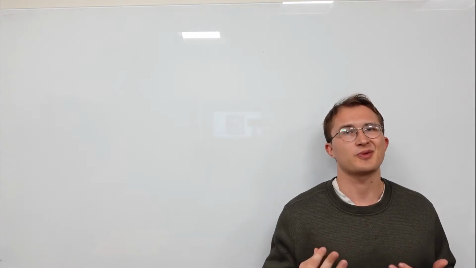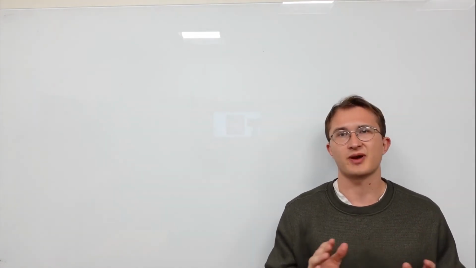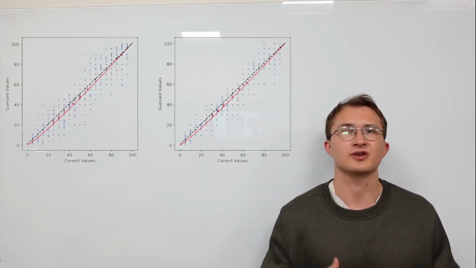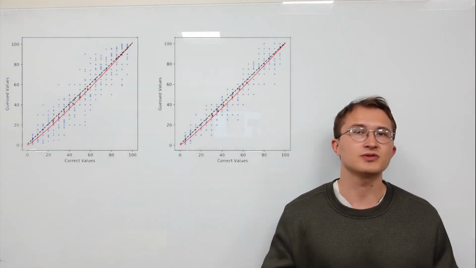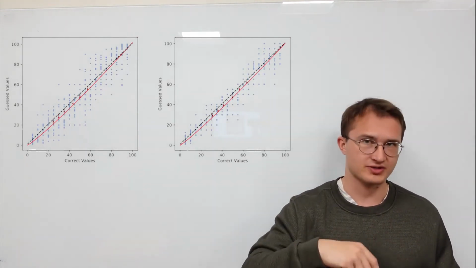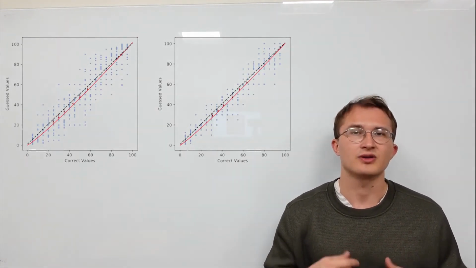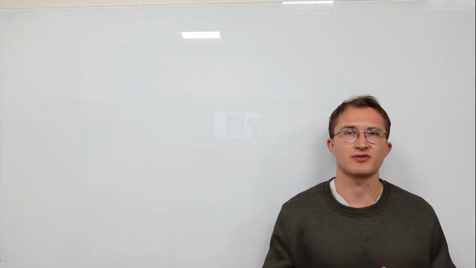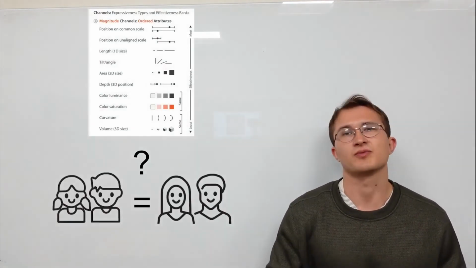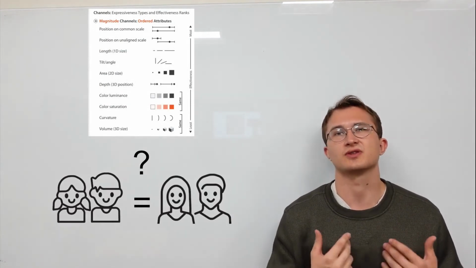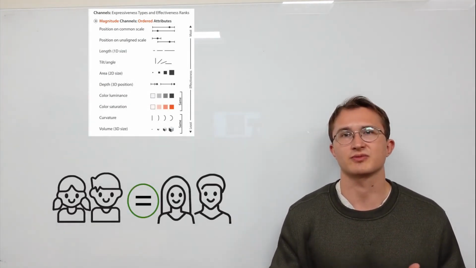Finally, for our third hypothesis, we did not find any clear patterns of bias except for position along an unaligned axis, where both children and adults regularly underestimated the true value. Looking at these results, we can make a few design recommendations. First, from our results, we advise designers to follow the same graphical perception design recommendations we use for adults.